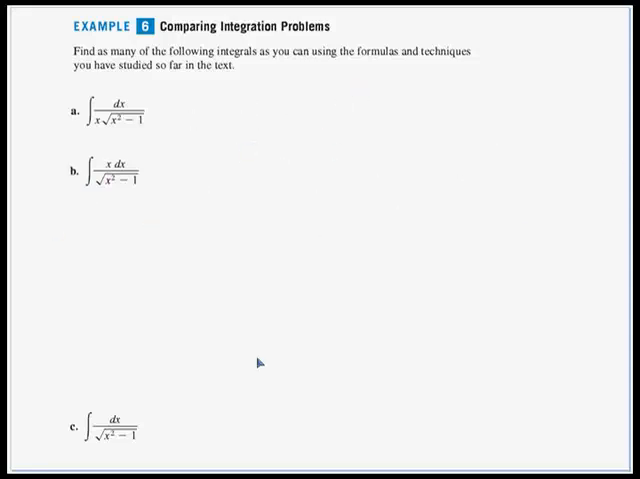What about the last one? We could ponder it for a while, but I'll tell you right now, that's not going to fit any of our patterns. We cannot find this using our presently known techniques. There is a way out there to do it, but we haven't gotten there yet. So for now, part C we cannot do.